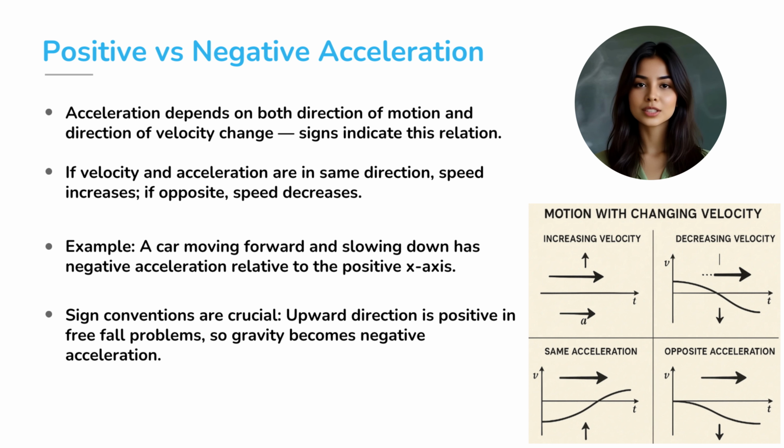If an object's velocity and acceleration are in the same direction, the object speeds up. But if they are in opposite directions, the object slows down. Let me give you an example. A car moving forward while slowing down has negative acceleration if we've chosen the forward direction as positive. And in vertical motion, we often choose upward as positive, which means gravity, acting downwards, gets a negative acceleration. These signs aren't just mathematical symbols. They help us make sense of motion in real space and time.